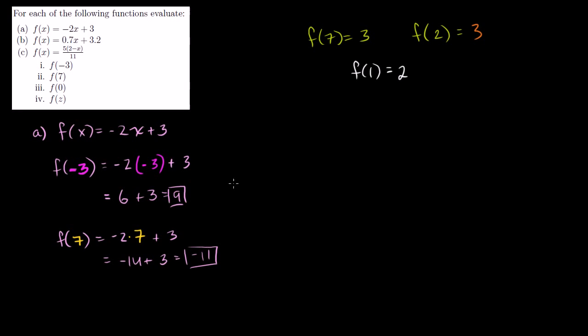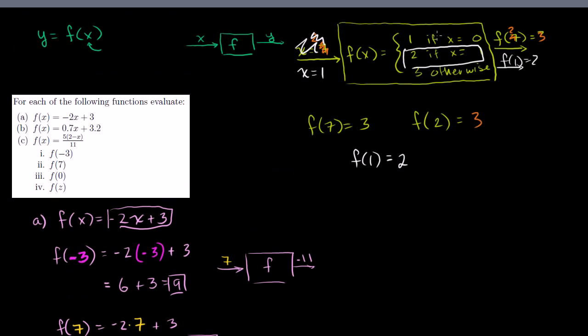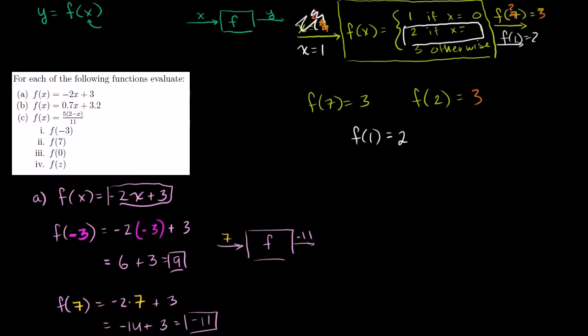You put in, let me make it very clear, you put in a 7 into our function f here, and it will pop out a negative 11. That's what this just told us right there. This is the rule. This is completely analogous to what I did up here. This is the rule of our function.